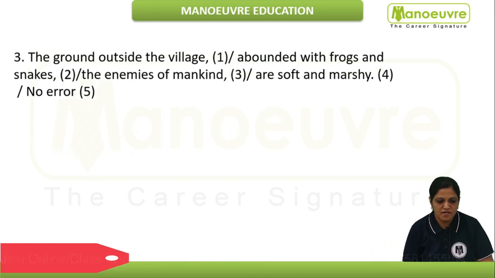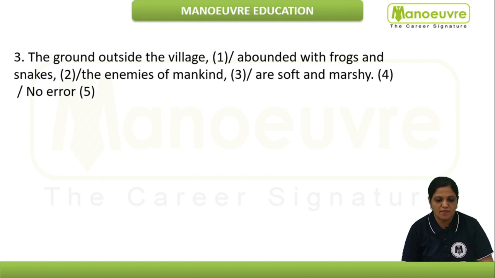Going to our next question. The ground outside the village abounded with frogs and snakes. The enemies of mankind are soft and marshy, no error. Now when we look at this sentence, the very first thing that we have to take care of is the subject. What is the subject of the sentence? The ground. This is the subject. Outside the village, we can say it is a prepositional phrase, as it is starting with the preposition. So here it has a prepositional phrase.